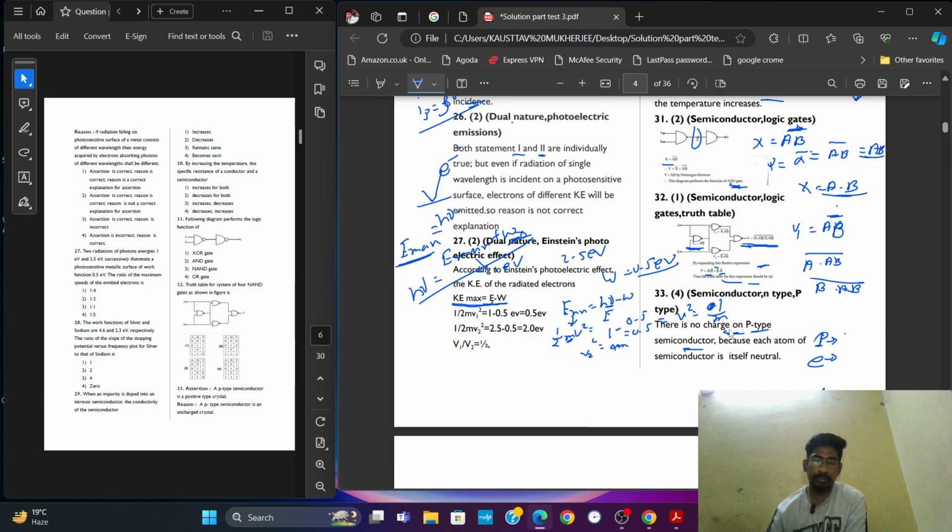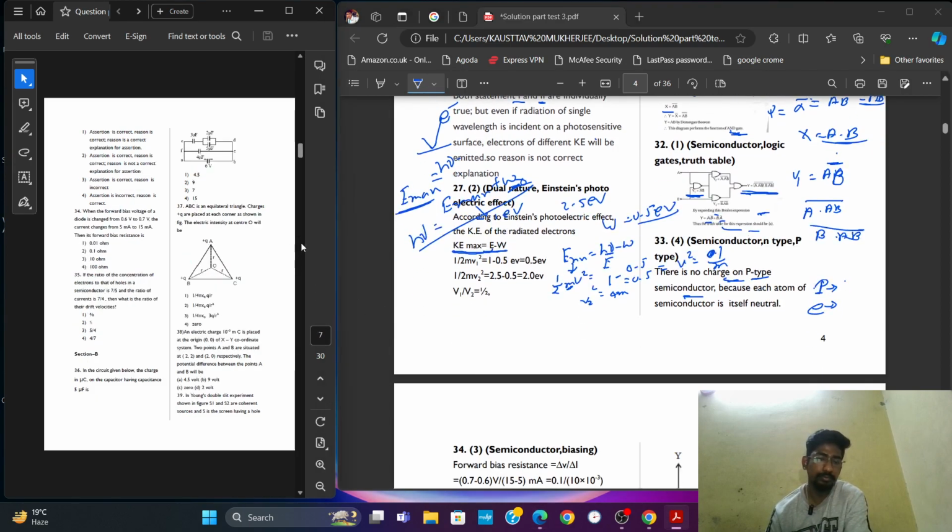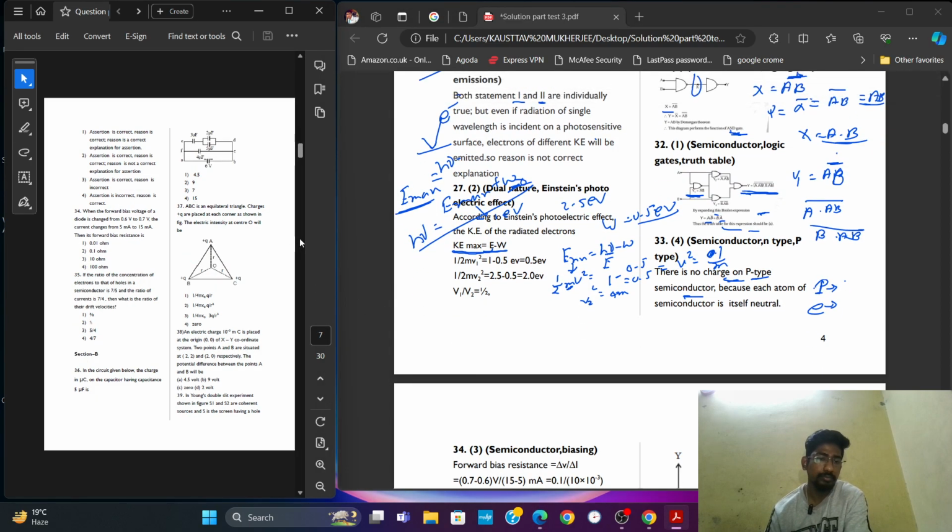Okay. So there is no mention of whether a p-type semiconductor can be a positive crystal, or whether a p-type semiconductor can be an uncharged crystal. So I think assertion and reason both are wrong. Okay. Question number 34.